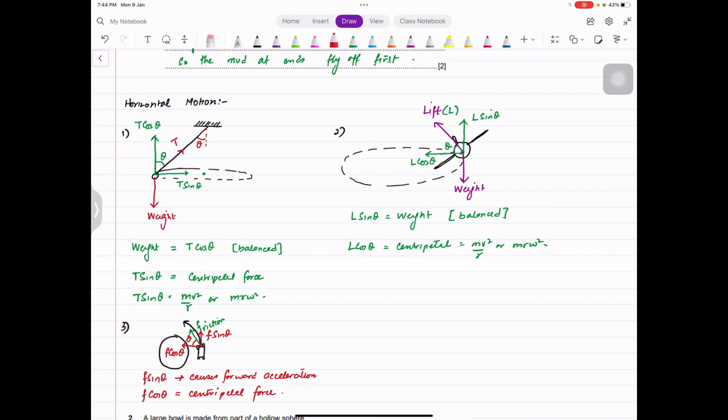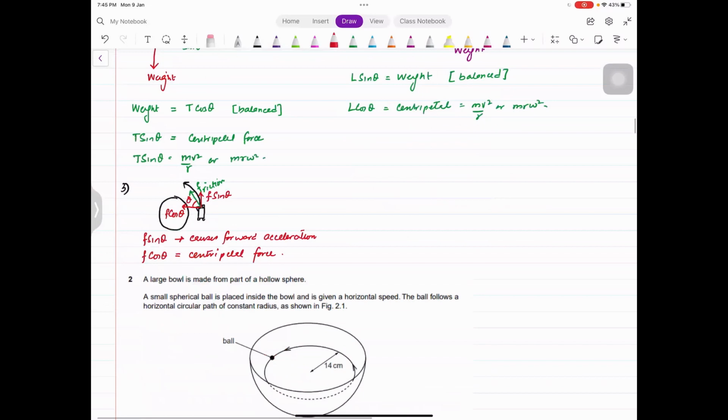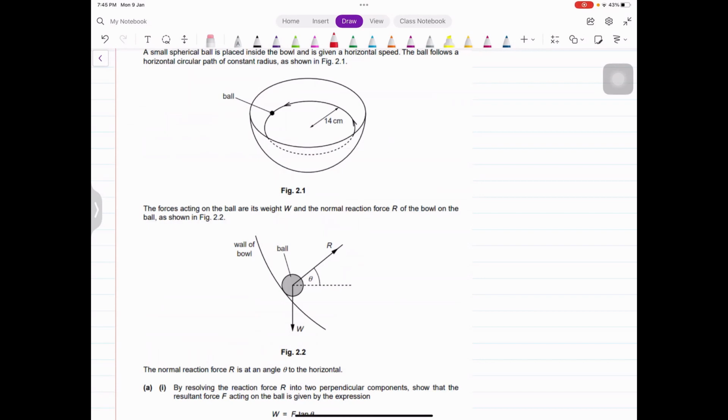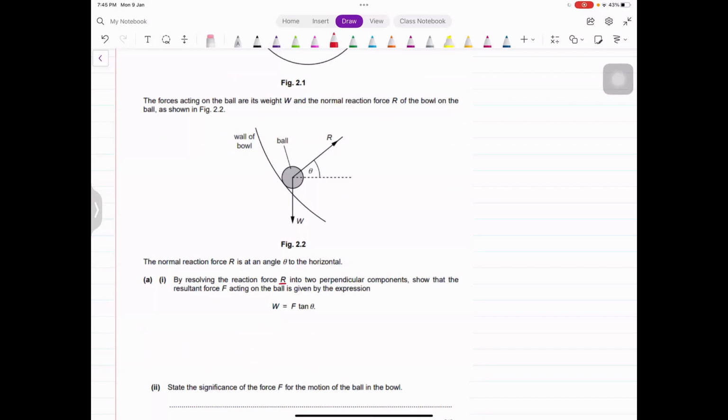Okay. Now, one of the questions that came here, we're going to discuss this. It says that a large bowl is made up of part of a hollow sphere, and a small spherical ball is placed inside the bowl and given a horizontal speed, and the ball follows a horizontal circular path of constant radius. All right, so the radius is given. They say by resolving the reaction force R into two perpendicular components, show that the resultant force F acting on the ball is given by the expression F tan theta.